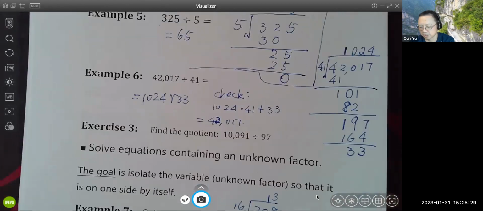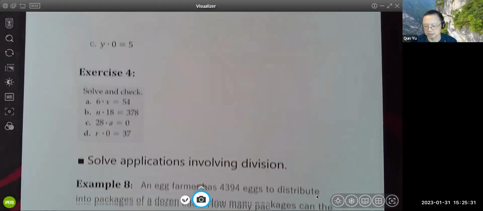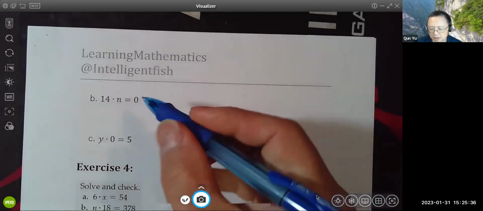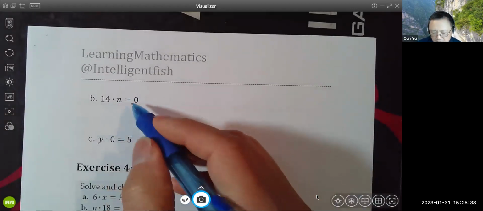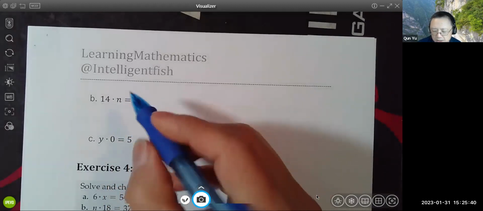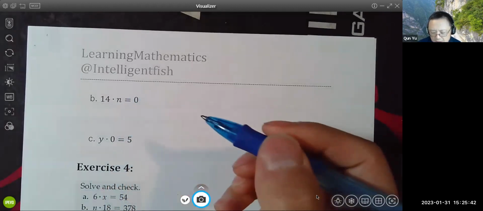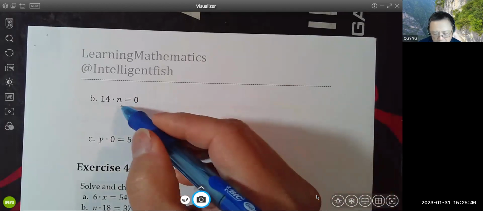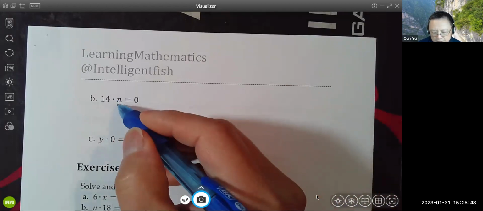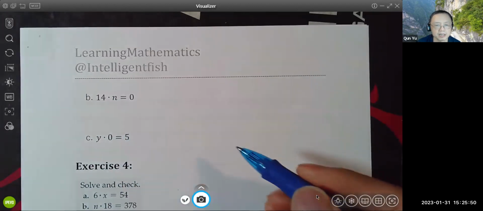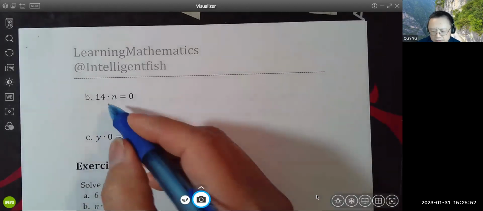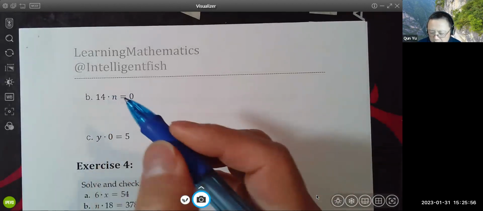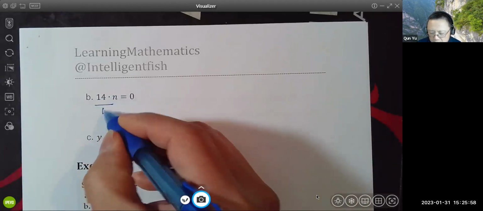Let's move on to the next one. And we have 2 more example questions here. And this is kind of similar to the previous one, but we have 0 on the right-hand side. So what do we do to solve for n? Our goal remains the same. We want to have this n on one side by itself, right? So we need to get rid of 14. So we do opposite operation again. This is multiplication. We want to do division on both sides.